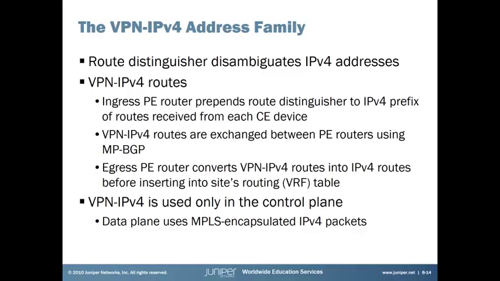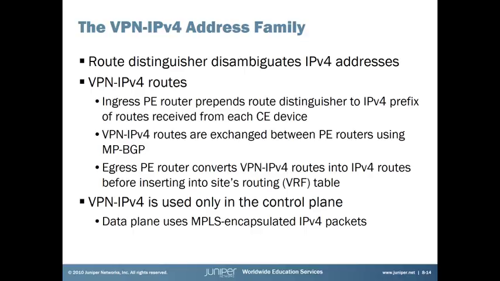Alright, so as I said, the route distinguisher disambiguates the addresses. The ingress PE router is the router that adds this route distinguisher onto the address of the routes it receives from its directly attached CE. The VPN IPv4 routes are exchanged between PE routers using MP-BGP. So the actual routes that are being exchanged across BGP are these big long routes with the route distinguishers attached. That's what's actually getting advertised out.